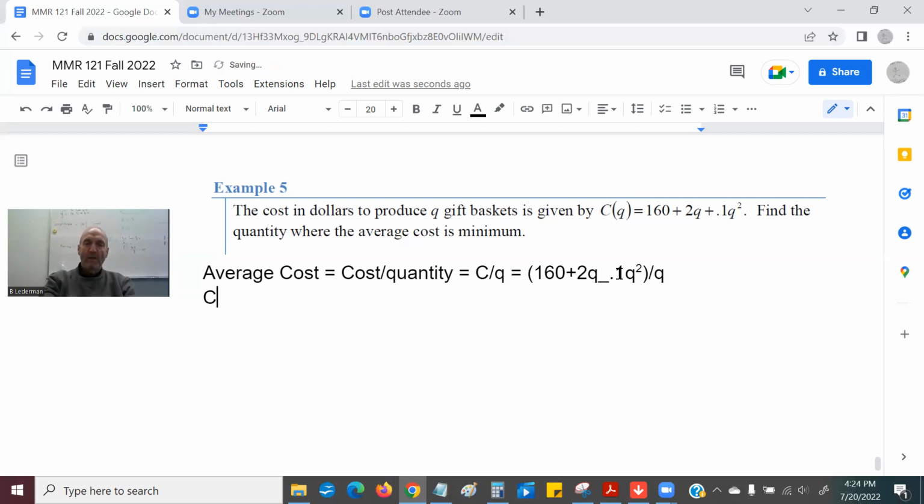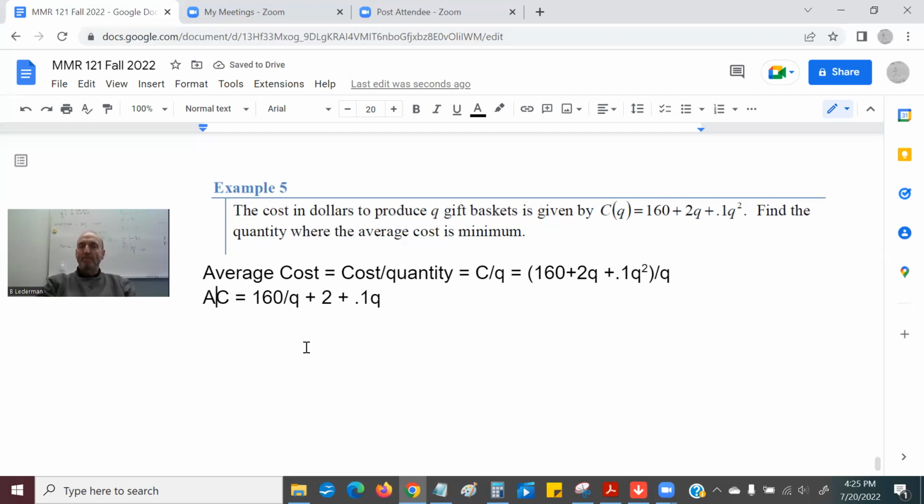And so this is equal to 160 over Q plus 2 plus 0.1 Q. That's because 160 divided by Q is 160 over Q, 2Q divided by Q is just 2, and 0.1 Q squared divided by Q is 0.1 Q. And I'm going to write AC for average cost.